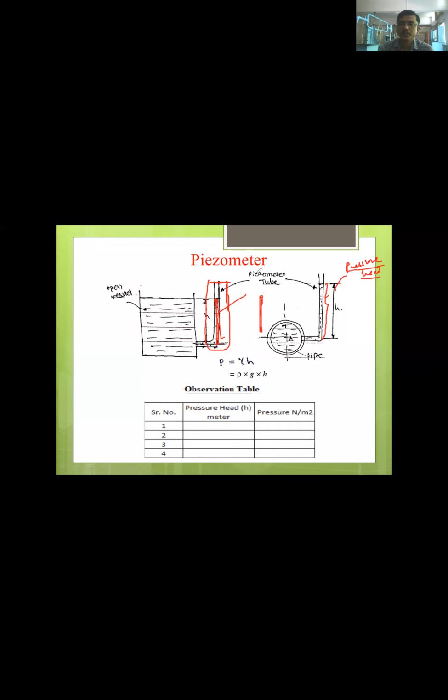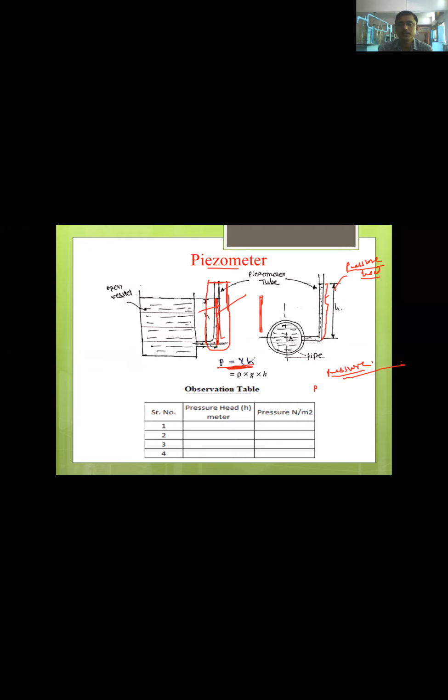So with the help of this piezometer, we do not get the pressure value directly. डायरेक्टली आपल्याला प्रेशर भेटत नाही. प्रेशर किंवा त्याला आपण प्रेशर इंटेन्सिटी म्हणतो. ही प्रेशर इंटेन्सिटीची व्हॅल्यू डायरेक्टली we do not get with the help of this piezometer. What we get is the pressure head, and we have to convert that pressure head H into the pressure intensity by using this formula. It is based upon the hydrostatic law of force.